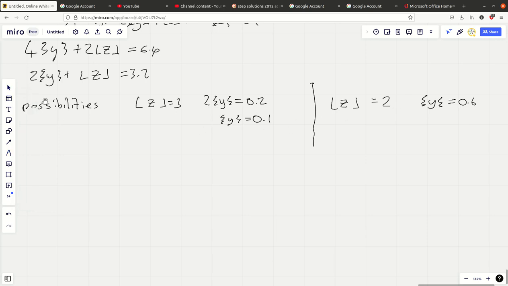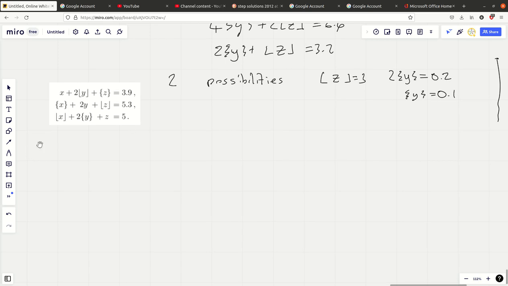So what I'm going to do now is just work through again with these exactly as I did before. So I believe before I plugged them in first, so I've got x plus 2 times the integer part of y plus the squiggle of z. Don't know anything about that. It's 3.9. Can't do much with that at the moment.